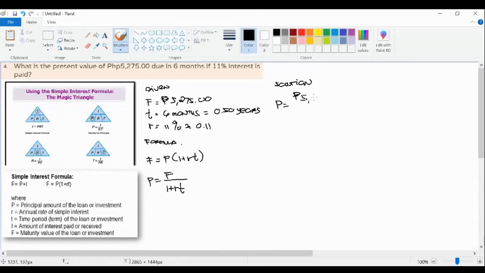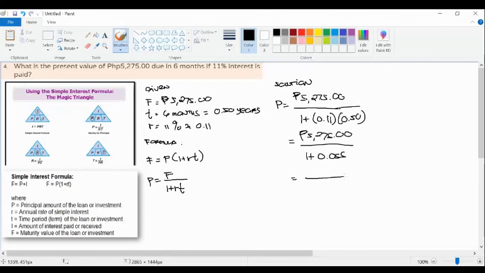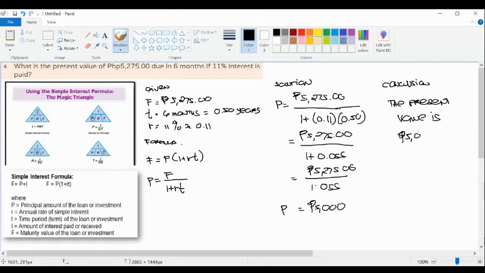P equals 5,275 pesos divided by 1 plus 0.11 multiplied by 0.50. So 5,275 pesos over 1 plus 0.055, or 1.055, it will give us an answer of 5,000 pesos. So your conclusion, the present value is 5,000 pesos. Let's proceed to example number 5.